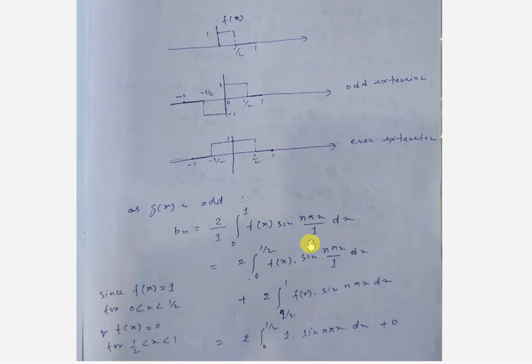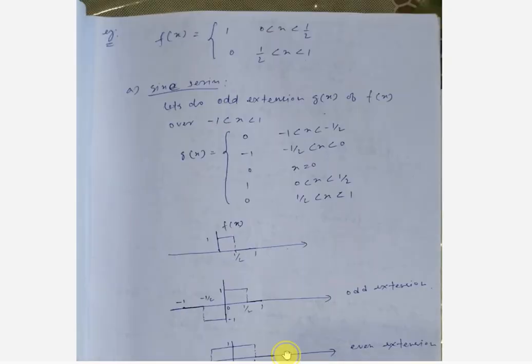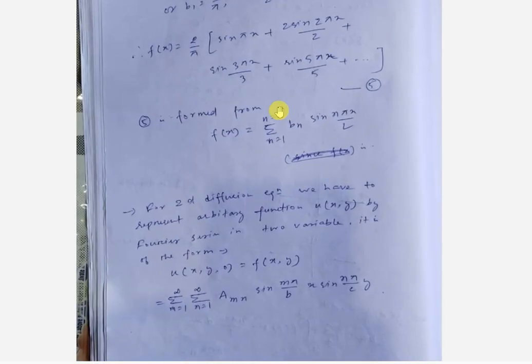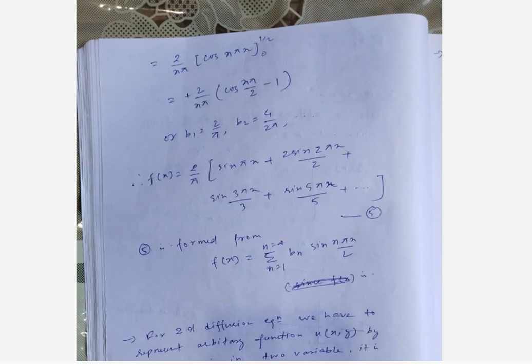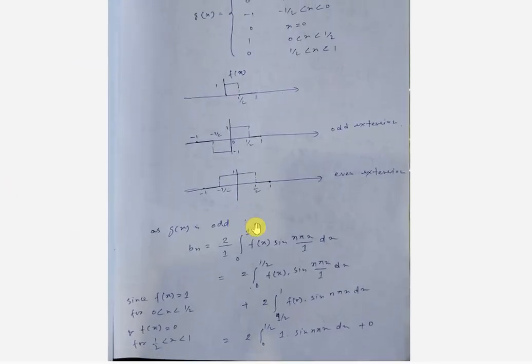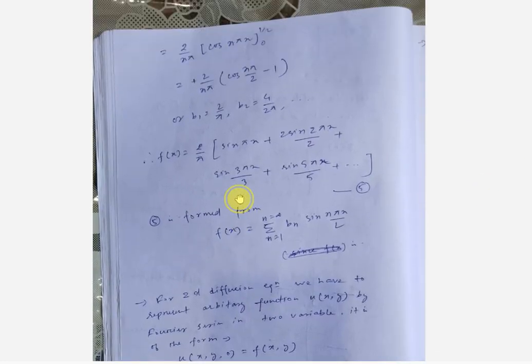We will just substitute the value of f of x, which is nothing but 1 times sine of n pi x dx, and we'll get the answer. Yes, so the integration of sine n pi x will be minus cos n pi x over n pi. The answer we will get.